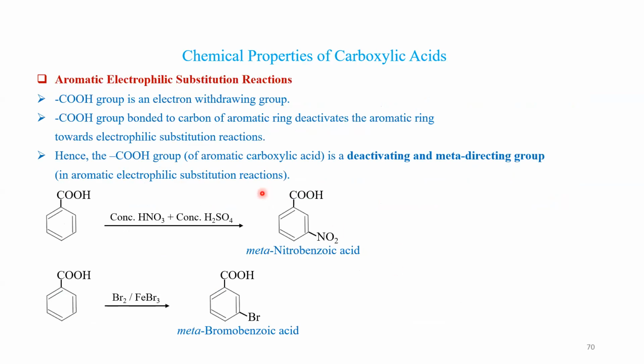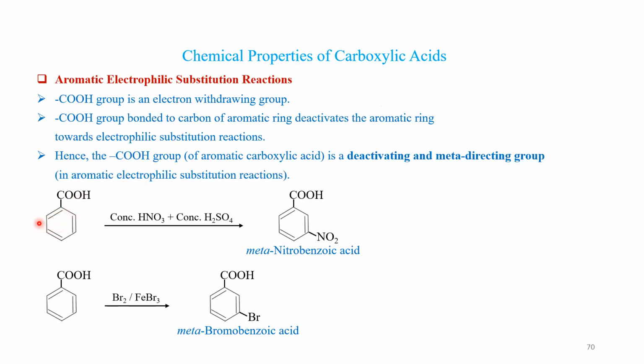Okay. So then aromatic electrophilic substitution reaction. The COOH group is an electron withdrawing group, so it decreases the electron density in the benzene ring. It decreases the reactivity of the benzene ring towards electrophilic substitution reaction, and therefore it is a deactivating group.